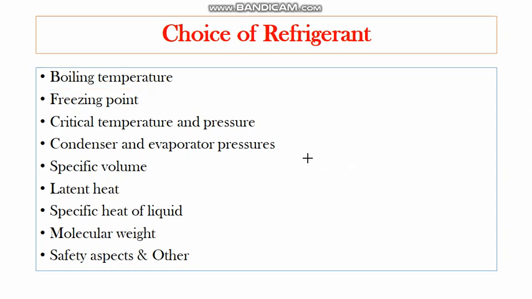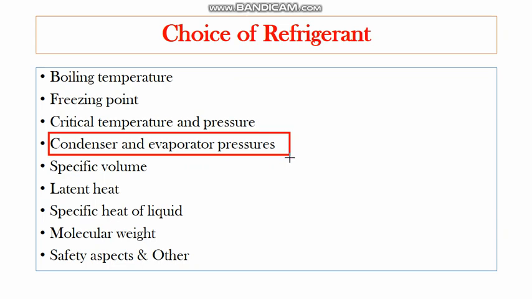And next is the critical temperature and pressure. When you consider the critical pressure and temperature, your operating temperature and operating pressure should be less than the critical pressure and temperature. If they are greater than that, it will be impossible to condense the gases. And next is condenser and evaporator pressure. Condenser and evaporator pressure should be very high in order to maintain this process.